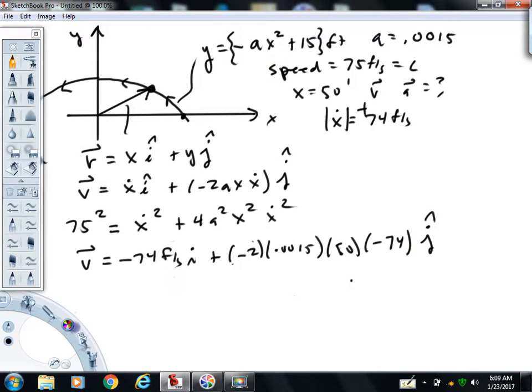And again, let's do a little bit sloppy math here. Let's do this. We'll get rid of that one. And we'll put the units outside, feet per second. So let me clean it up a little bit more. So we're going to have minus 74i. And you'll notice that minus and minus is plus, indicating a positive y dot.